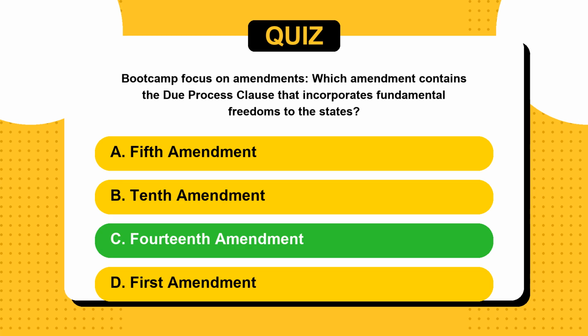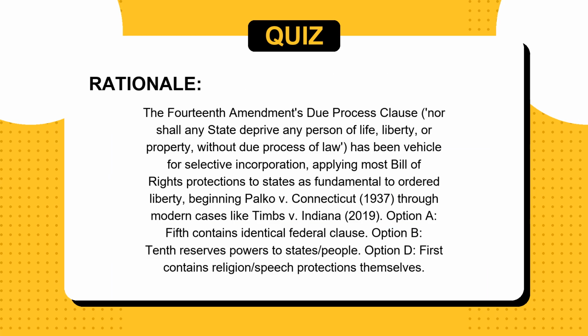The answer is C. The 14th Amendment's Due Process Clause, nor shall any state deprive any person of life, liberty, or property, without due process of law, has been vehicle for selective incorporation, applying most Bill of Rights protections to states as fundamental to ordered liberty, beginning Palko v. Connecticut, 1937, through modern cases like Timbs v. Indiana, 2019. Option A, 5th contains identical federal clause.